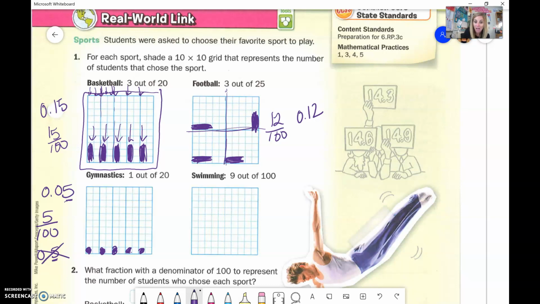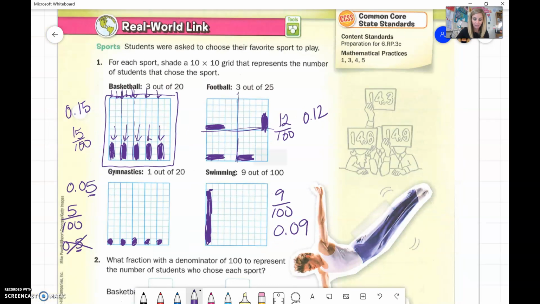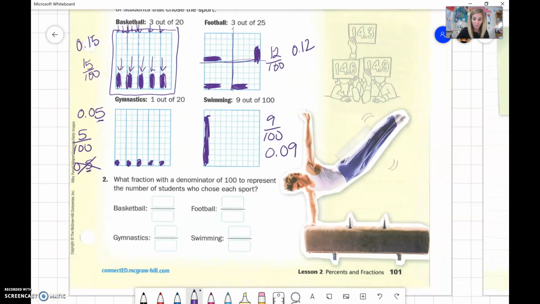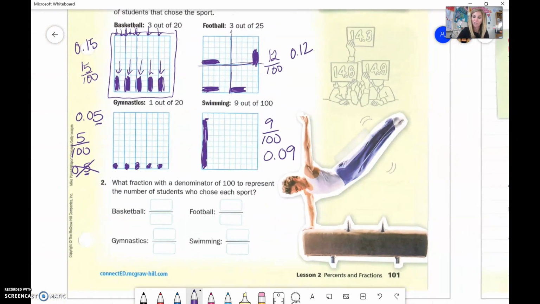All right, 9 out of 100 chose swimming. I know that this whole one is 10. So if I just leave one blank, that gives me 9 out of 100, and I write that as a decimal, which is 0 and 9 hundredths. Basically what we just did is what would be done down there. So we just wrote it along the side.